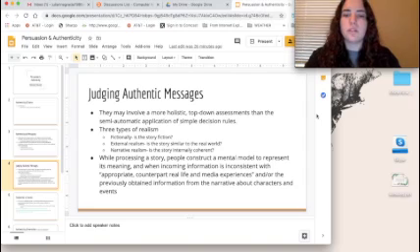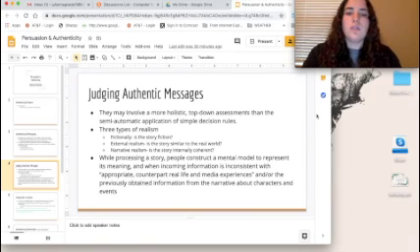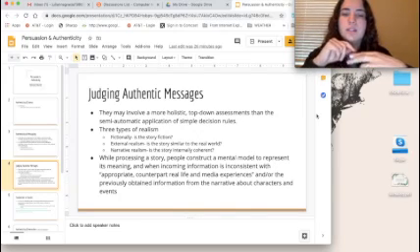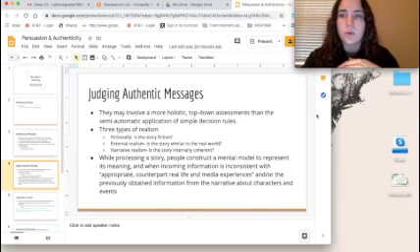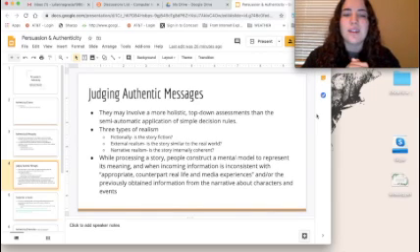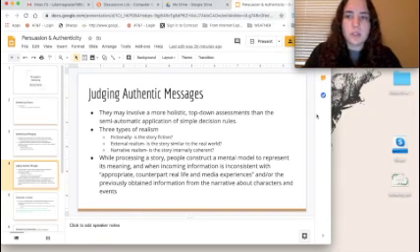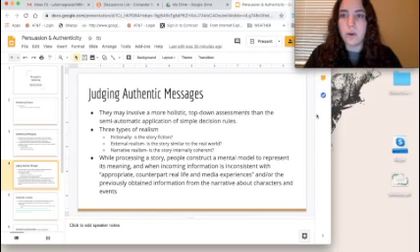So now we're going to talk about judging authentic messages, which may involve more holistic top-down assessments rather than a semi-automatic application of simple decision rules. There are three types of realism: fictionality, external realism, and narrative realism. If it's fictional, you ask yourself, is this story fiction? If it's external realism, is this story similar to the real world? And narrative realism asks, is the story internally coherent?